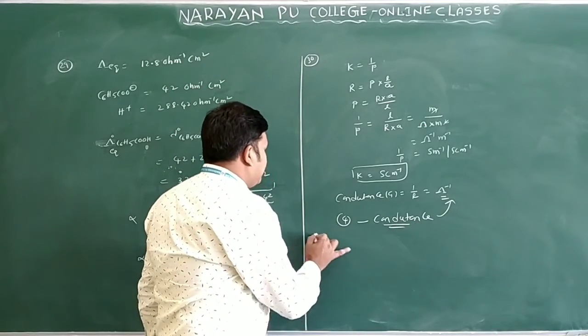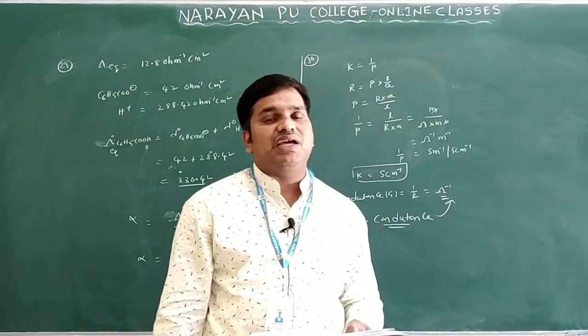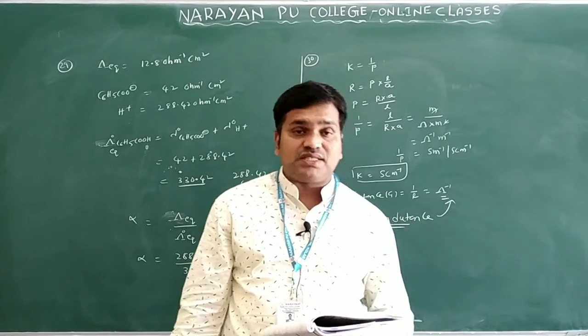See question number 31. Galvanic cell converts chemical energy into electrical energy. That is option 1.